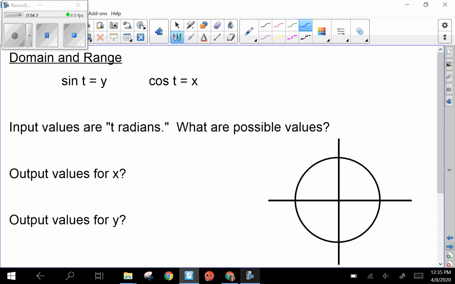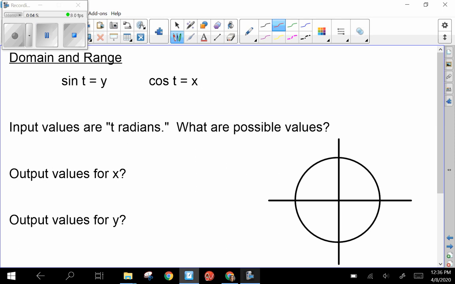Okay. We're not asked many direct questions about domain and range, but I do want to mention this now. This is really going to come into play when we start doing our graphing of sine and cosine functions in section 5.5. So domain and range, if we again refer back to these functions as sine of t is equal to a y value, cosine of angle t is equal to an x value.